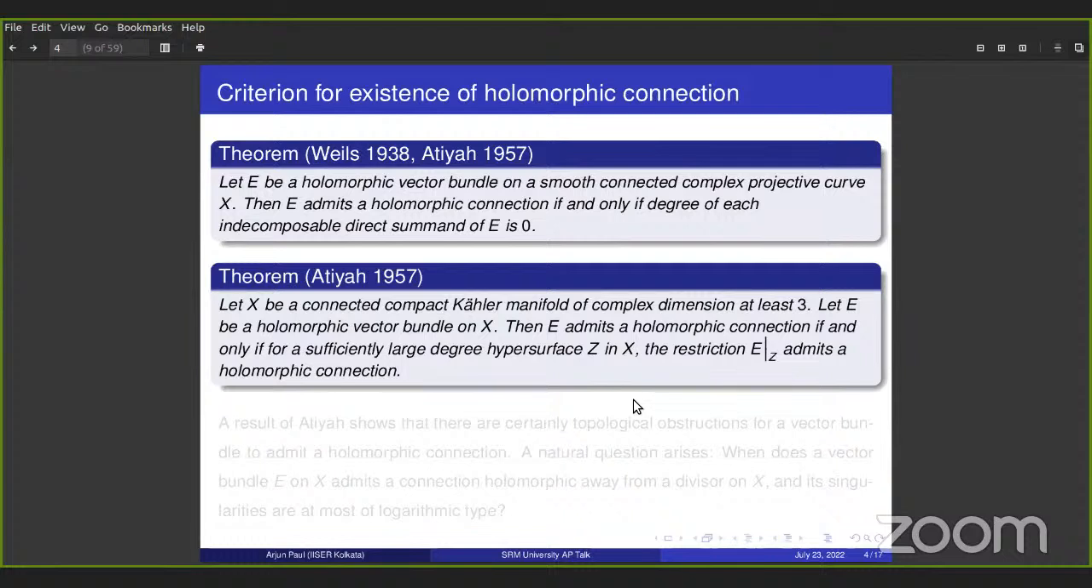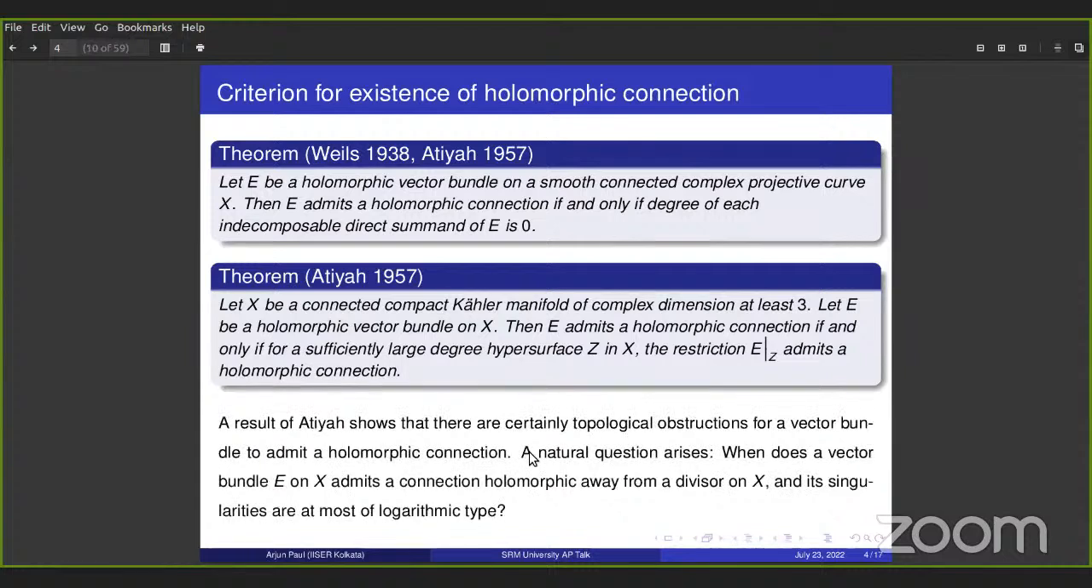Okay, so it is a naturally interesting question, what can we expect in the case X is a surface. I think that is quite a difficult question, and maybe not yet done by anyone. What is the necessary and sufficient condition for existence of a holomorphic connection on a vector bundle defined on a smooth complex projective surface? Okay, so that's an interesting question. So this is Atiyah's result, okay.